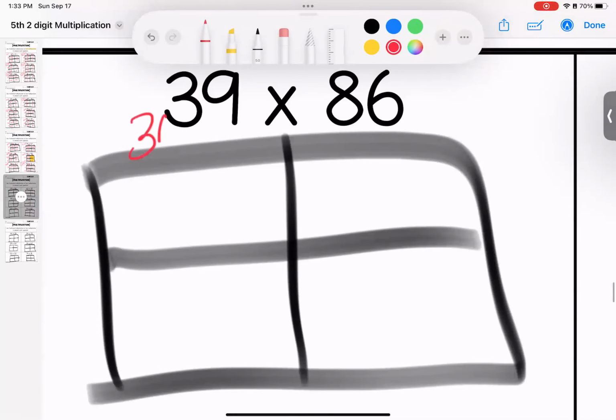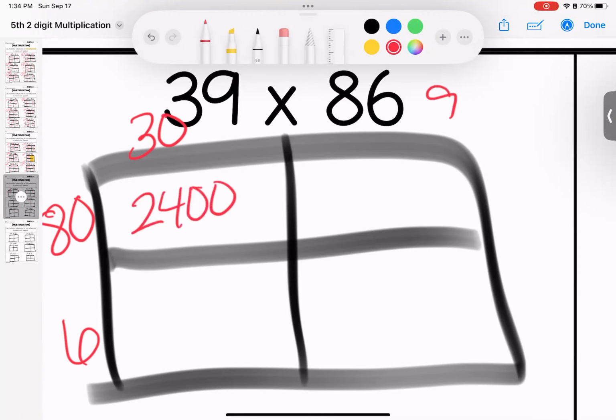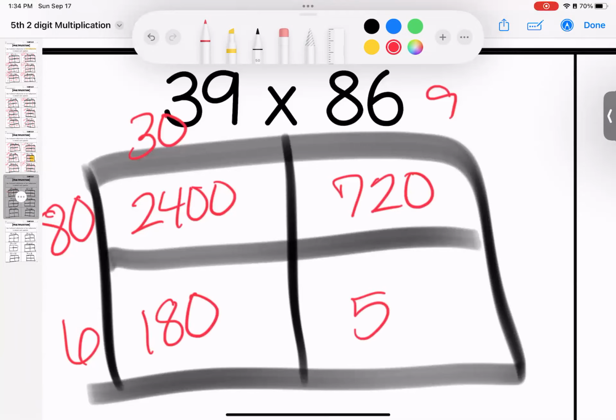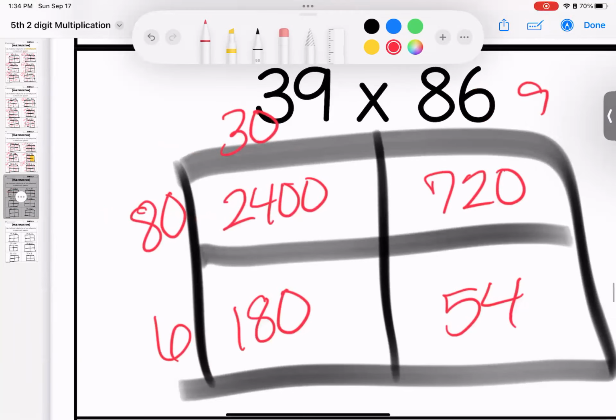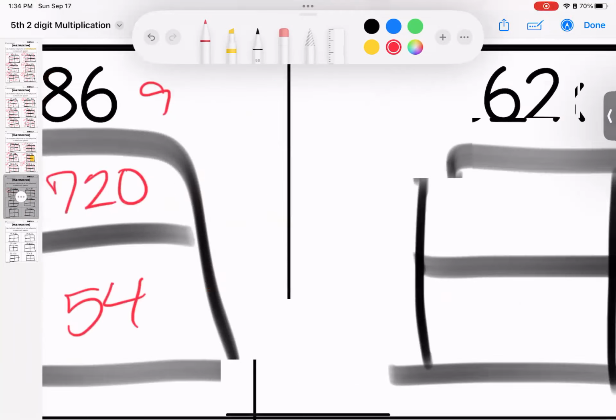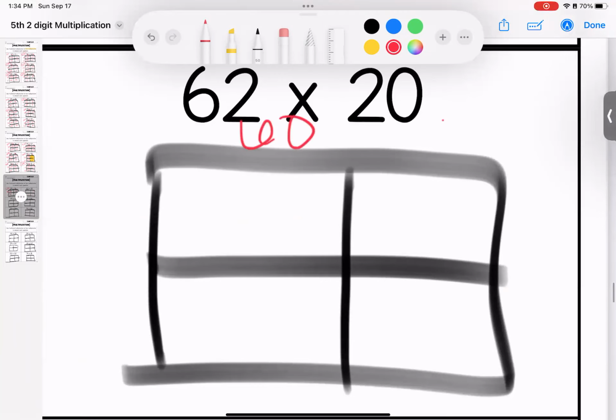All right, we have 30 and 9, 80 and 6 for 39 times 86. 8 and 3 is 24. Don't forget your zeros. 8 and 9, 72. 6 and 3, 18. 6 and 9, 54. Total, 3,354. 60 and 2, 20 and 0.